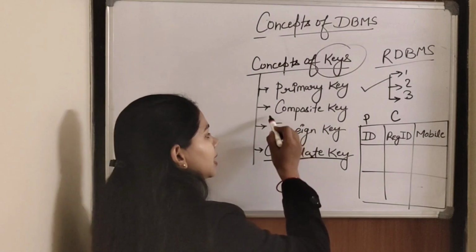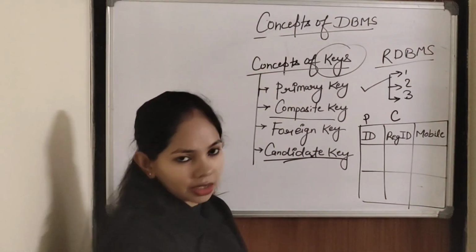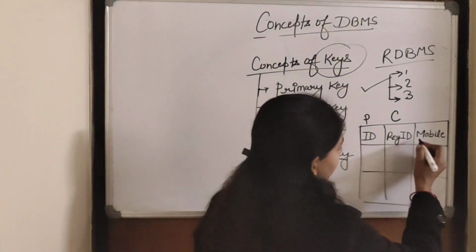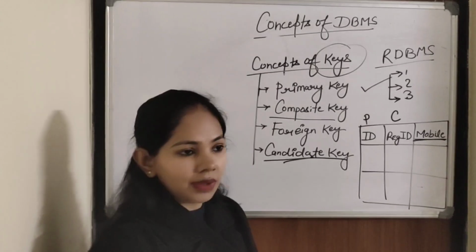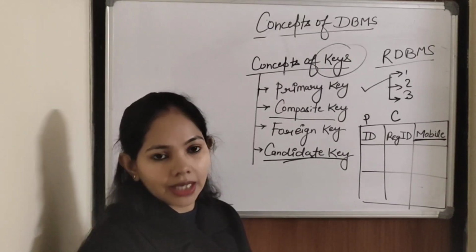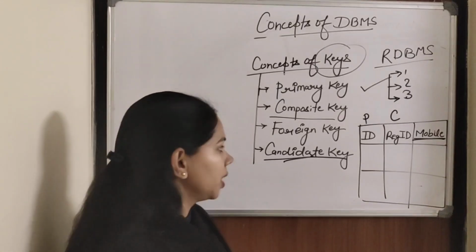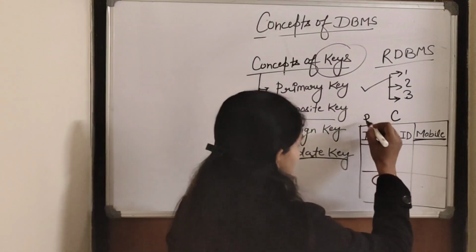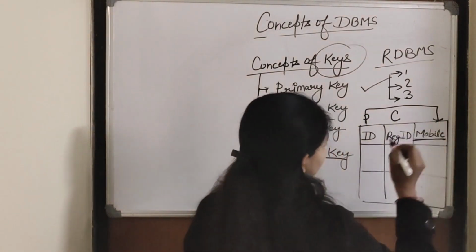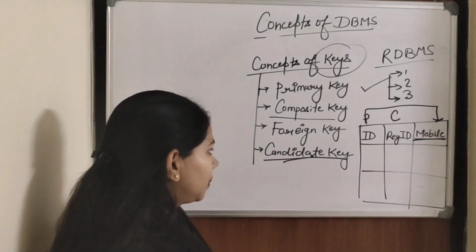Now composite key means combining columns and then we can make it unique. Suppose that a mobile number can be the same for a similar type of person, like siblings, a brother and sister, maybe their mobile number is the same. Then how can we use the composite key? If you combine this ID and mobile number, then we can make the composite key in your table.